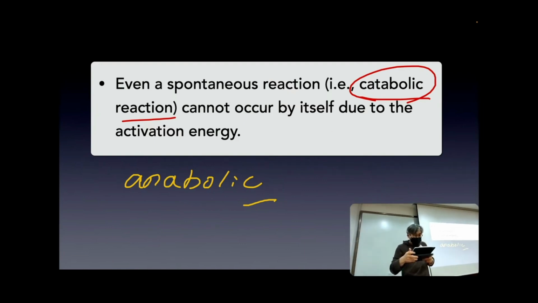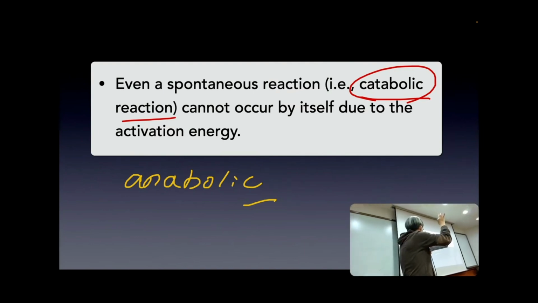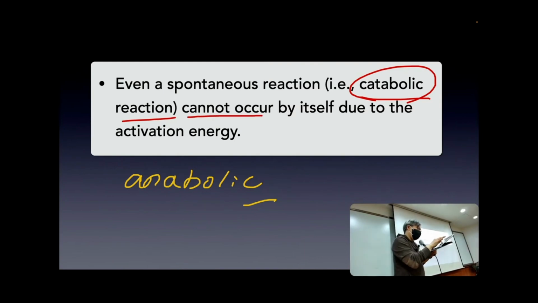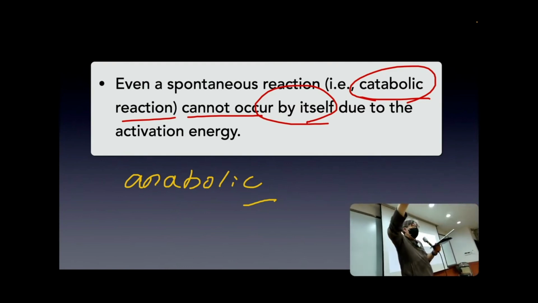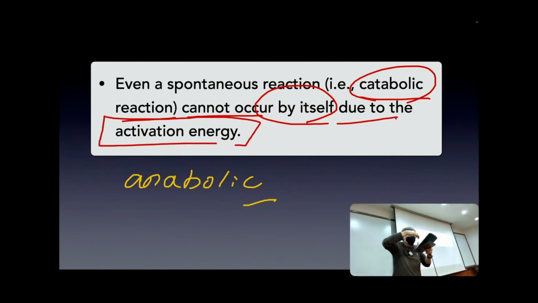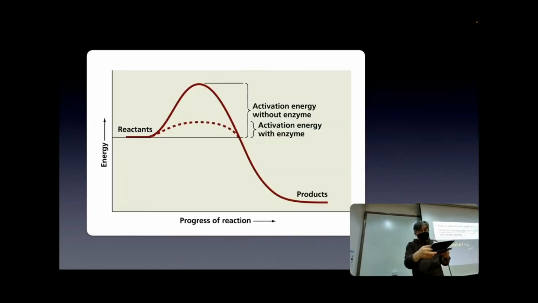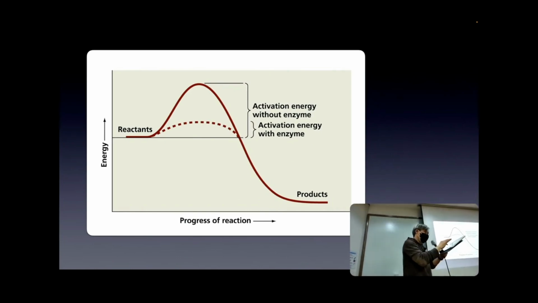So anyway, this catabolic reaction is synonymous with a spontaneous reaction. But still, in our cell, those catabolic reactions like a glucose breakdown cannot occur by itself, practically speaking, because it will take 5,000 years. Then who can wait 5,000 years? Due to this so-called activation energy. What is it? This activation energy is diagrammed like here. This like camel's back, like a hump.